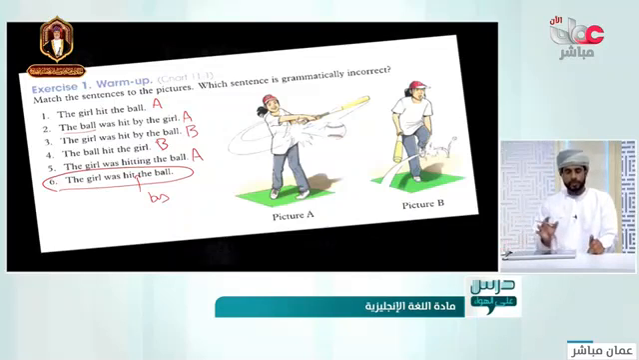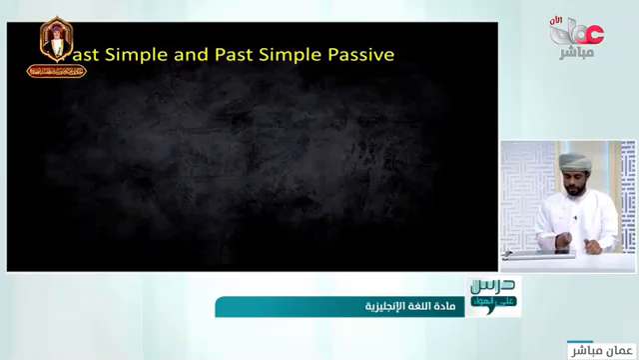Nice. So from this activity, you can see that some of those sentences say that the doer is the girl, who hit the ball, while other sentences say that the ball hit the girl. There is a big difference in the meaning, of course. Some of them are active, some of them are passive, but they have different meanings. Let's have a look at the past simple and the past simple passive.